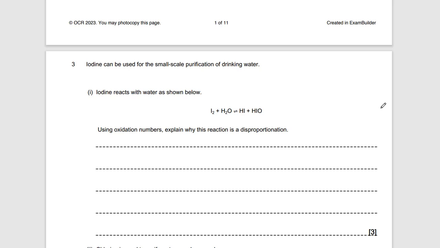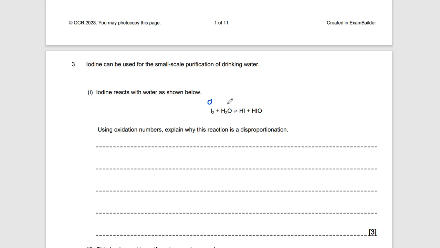And the final one that I'm going to go through. Iodine, small scale drinking water, reacts with water. Why is this disproportionation? So again, to work this out, we're just going to be looking at the oxidation numbers. So again, nice and straightforward. Iodine starts as 0.